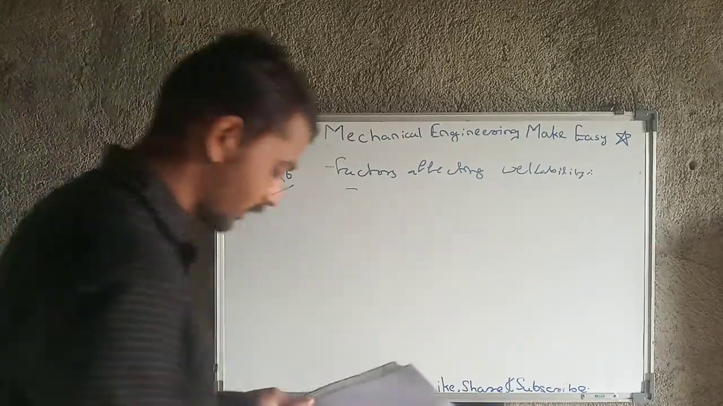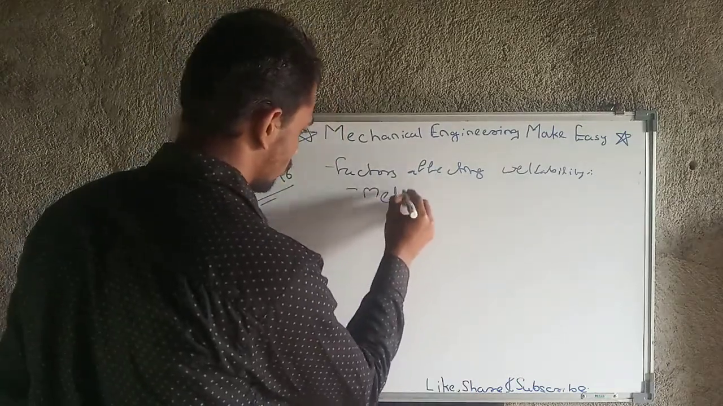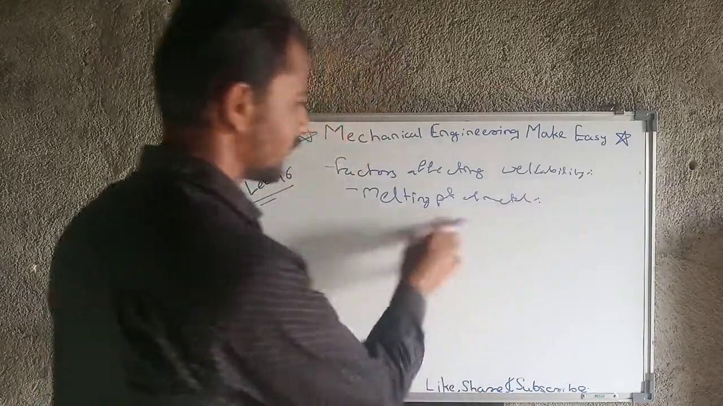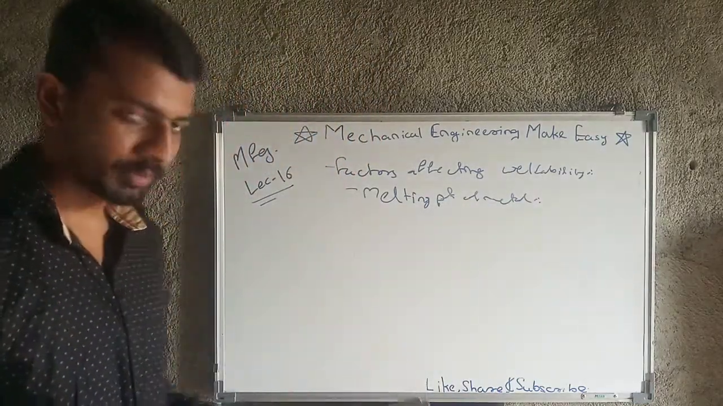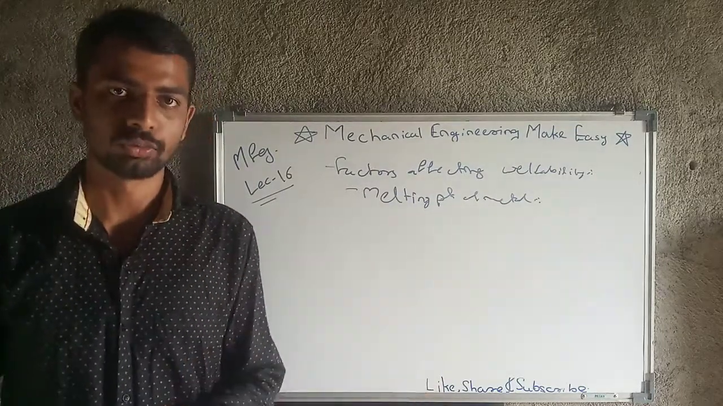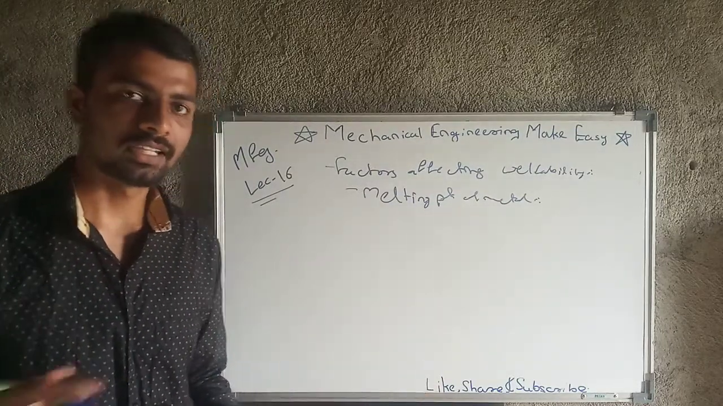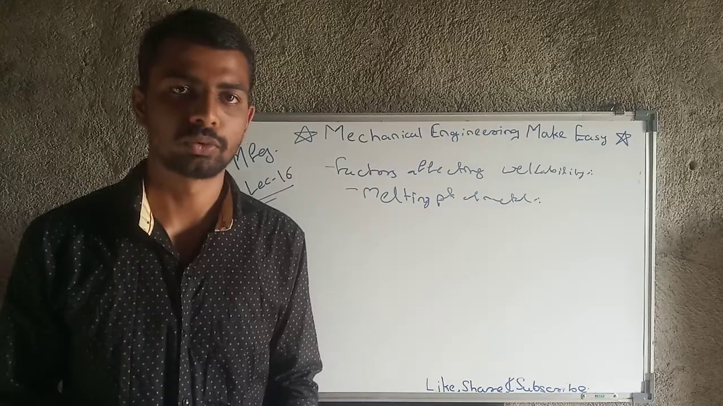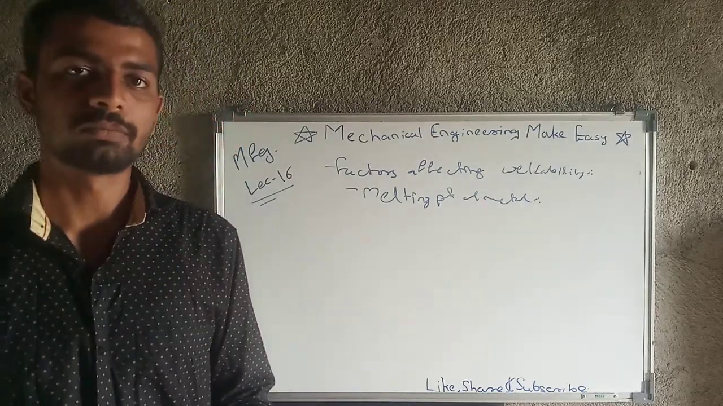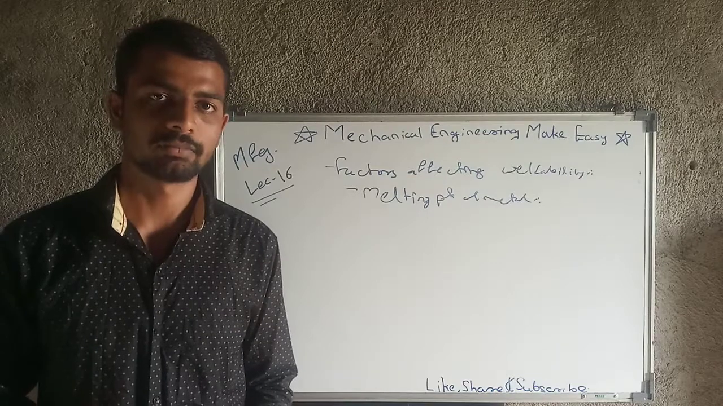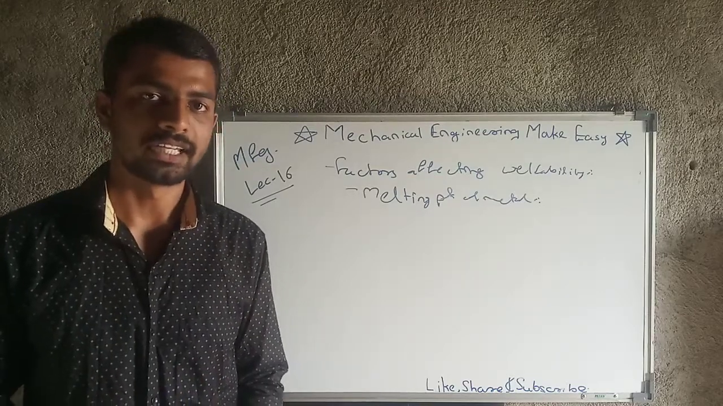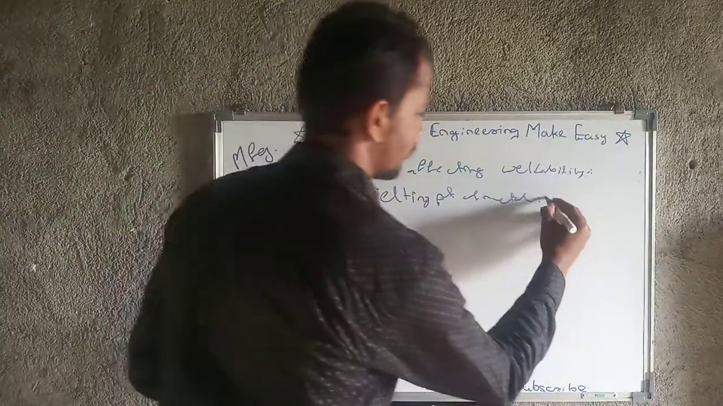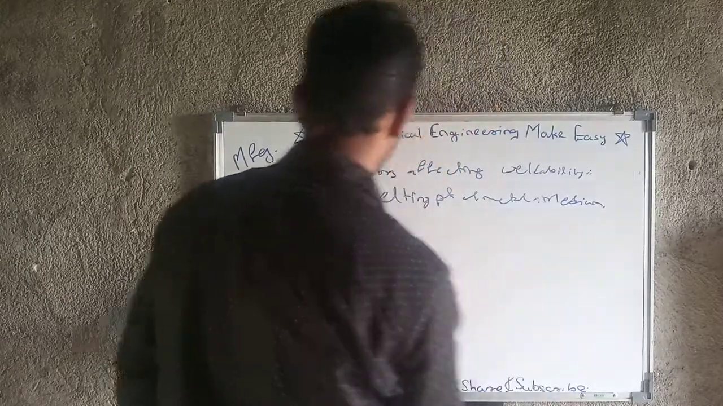First, the melting point of the metal is very important, and it should be medium, not too low and not too high. If the melting point is too high, we need to supply more heat to melt the material, so the welding becomes very complex. If the melting point of the metal is too low, the joint strength will be affected. That's why it should be medium. This is the first factor.